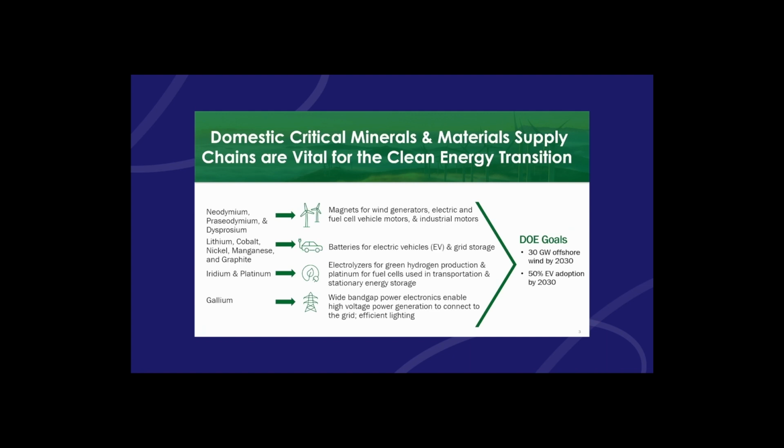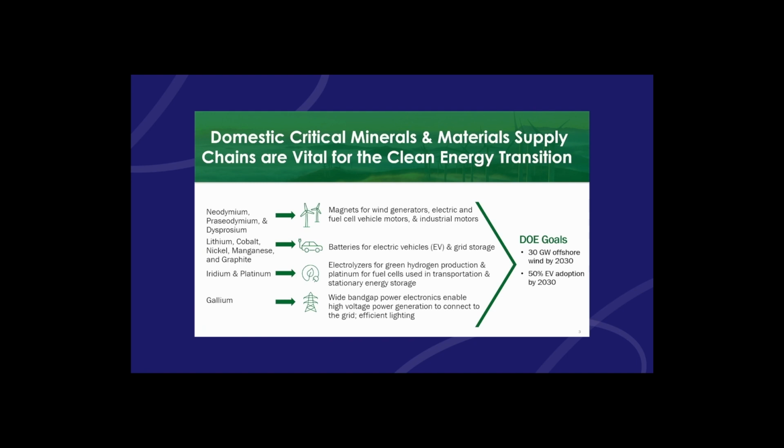And I'll spend most of the time thinking about magnets for wind, which is where I spend most of my time working. But we also have a lot of elements that are used in electrodes for lithium-ion batteries, both energy storage on the grid as well as for electric vehicles. As we're looking to increase the production of green hydrogen and also potentially the use of fuel cells, some of the platinum group metals become important there.